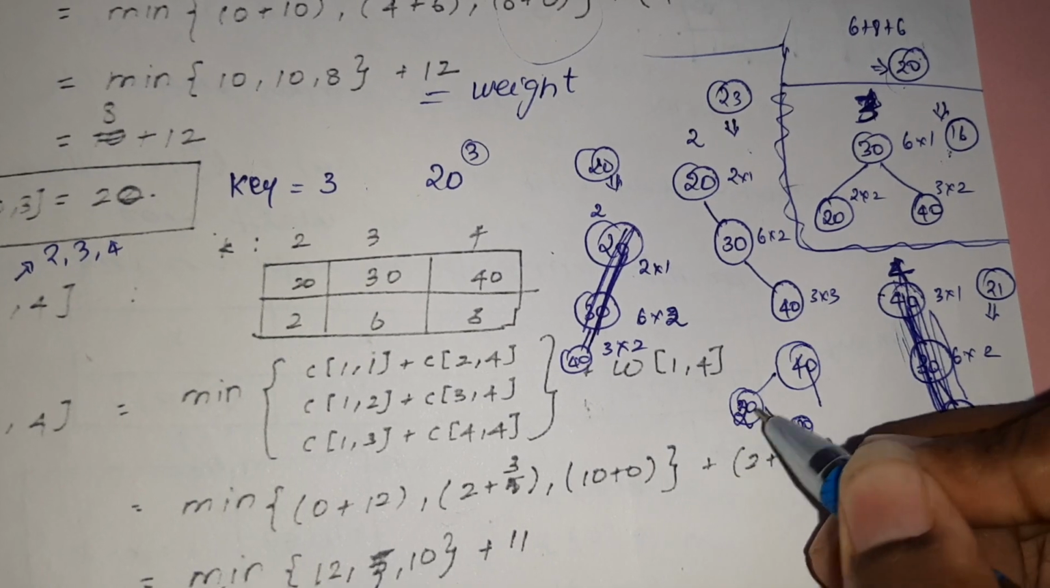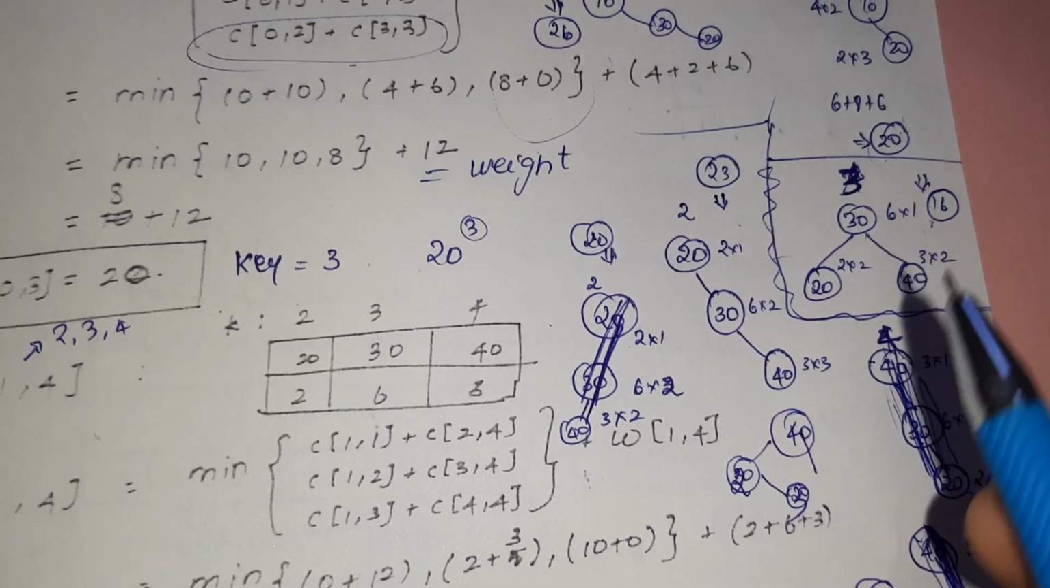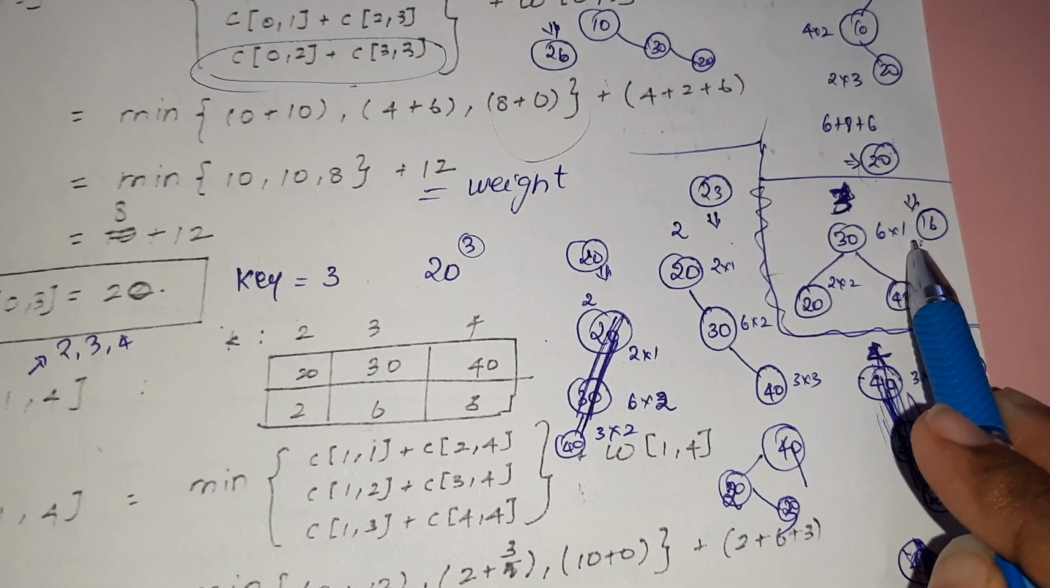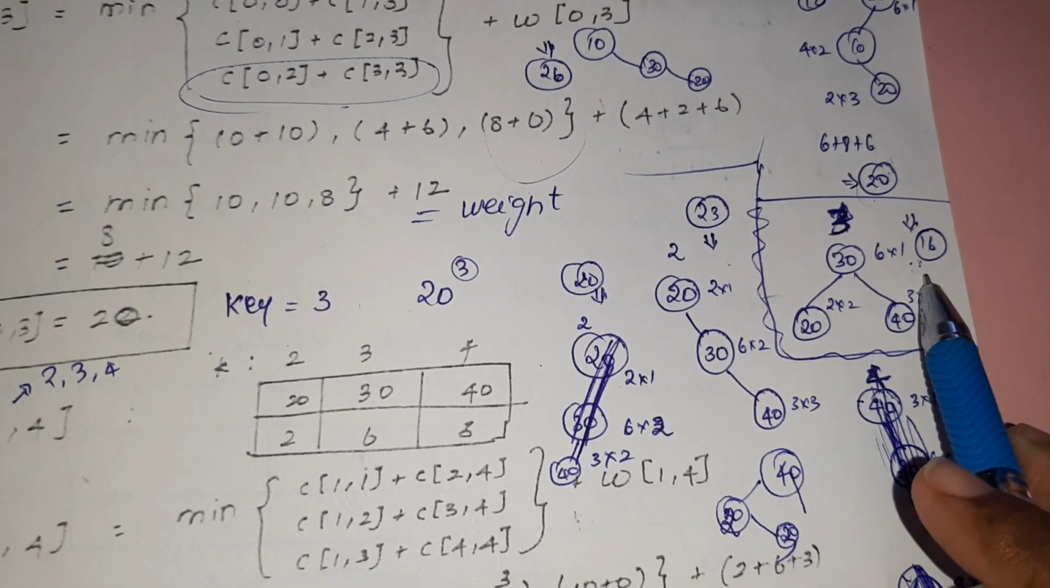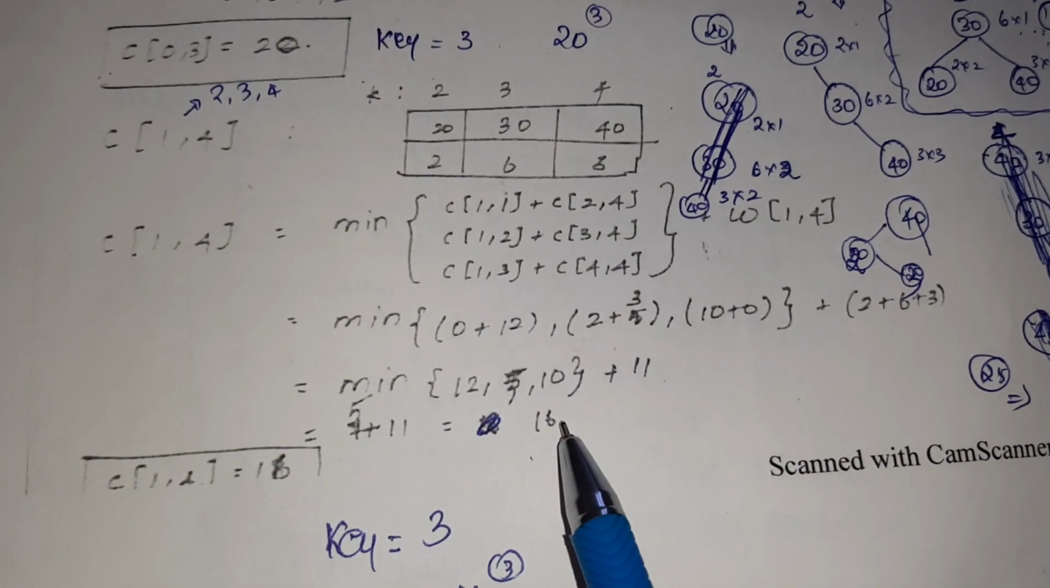So what will happen here? 20, and this one is 30. According to this, if you solve, you cannot get an answer less than this one. So this is the final answer, we got 16. So 16 is the answer. In the diagram I got 16, and with the same method I solved, I got 16.